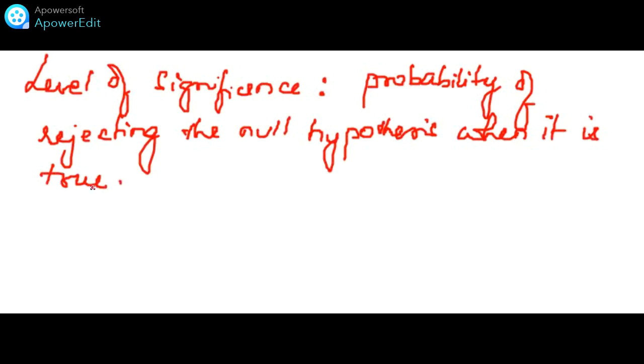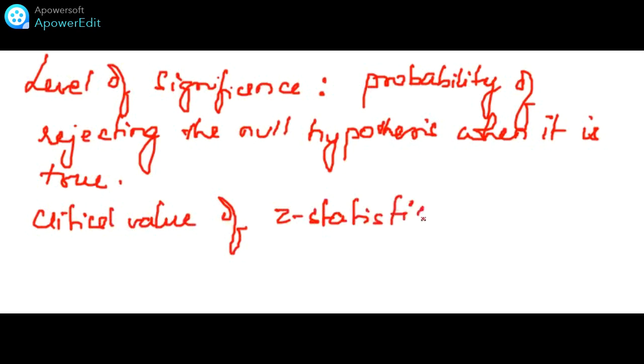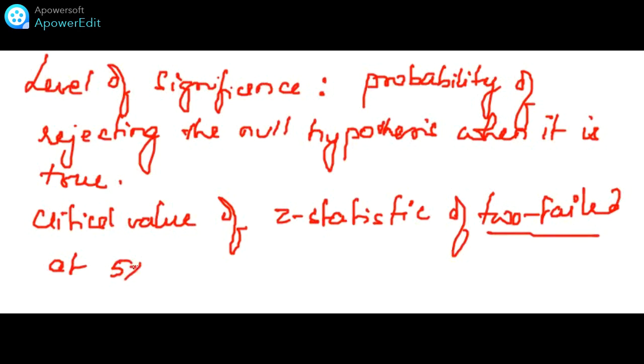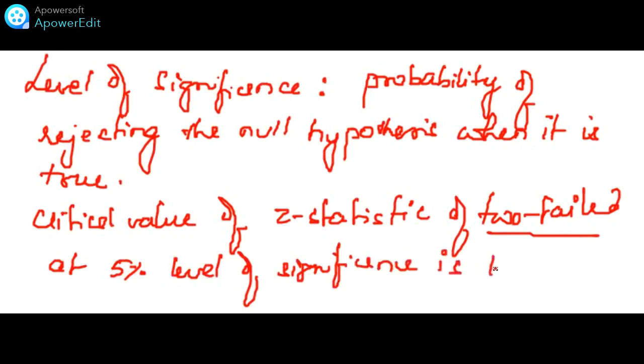Okay, so the critical value of Z statistic for a two-tailed test. Remember, I am mentioning here two-tailed and Z statistic, at 5% level of significance is 1.96. Z value is 1.96. Here, what is being asked is the Z statistic value. Okay, so let's go to the question now.